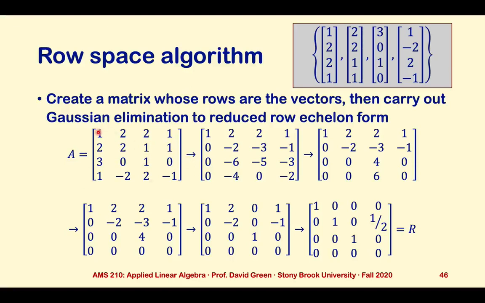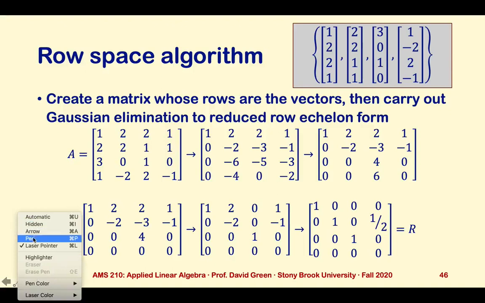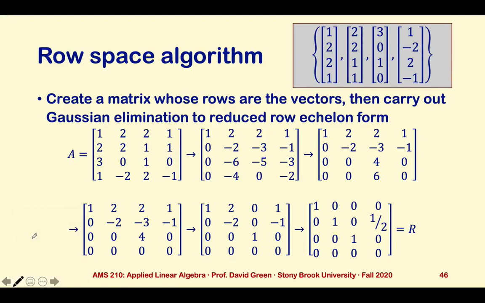So the first row is 1, 2, 2, 1. The second row is 2, 2, 1, 1. The third row, 3, 0, 3, 1. And the fourth, 1, negative 2, 2, negative 1, to match the given vectors. Then we simply carry out Gaussian elimination using the process that by now should be quite familiar. We start in the upper left and eliminate downwards.